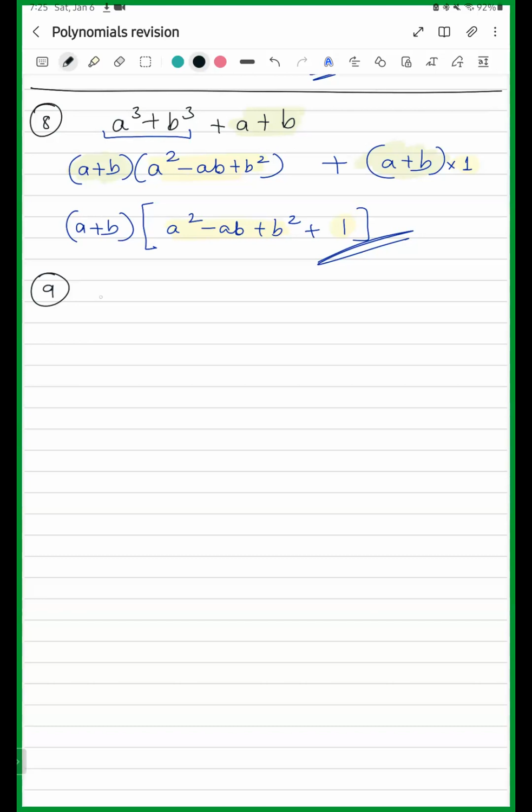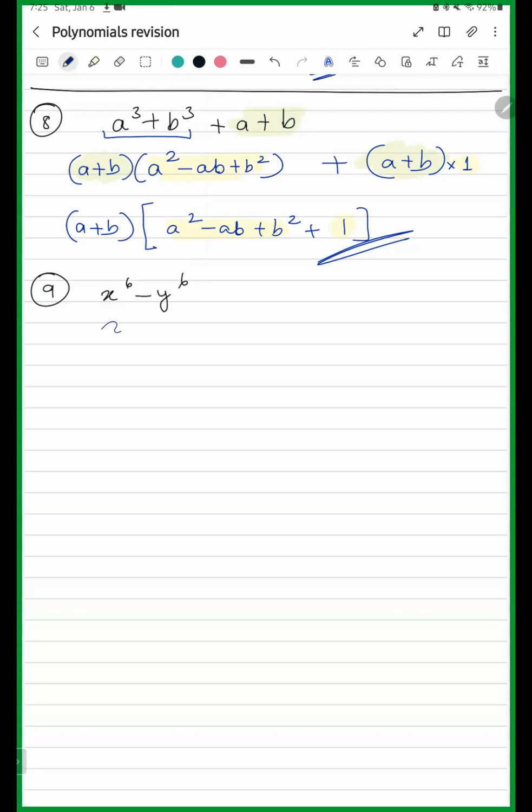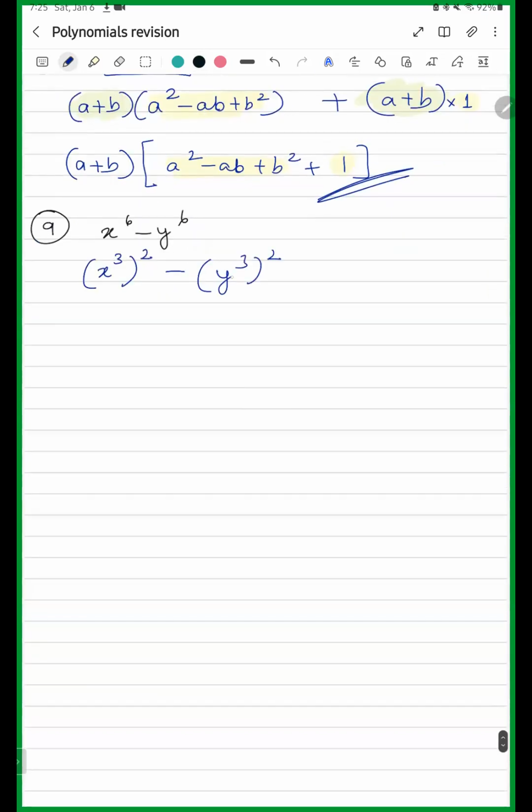Let's do this one. X to the power 6 minus y to the power 6. This you can think of as x cube whole square minus y cube whole square. Instead of 6, I've written 3 into 2. So x cube whole square minus y cube whole square. This is like your A and this is like your B. So this is your A square minus B square. And we know that A square minus B square is what? A minus B, A plus B.